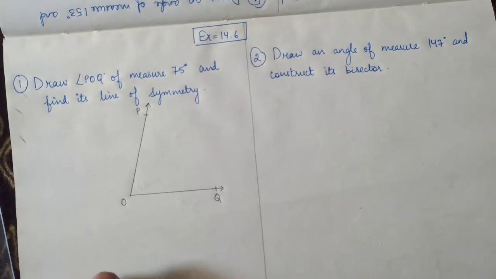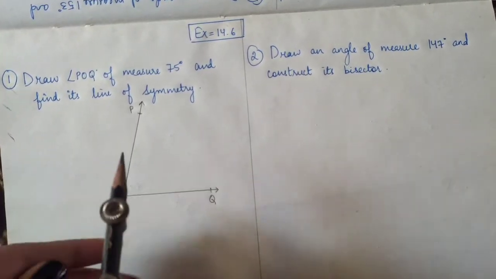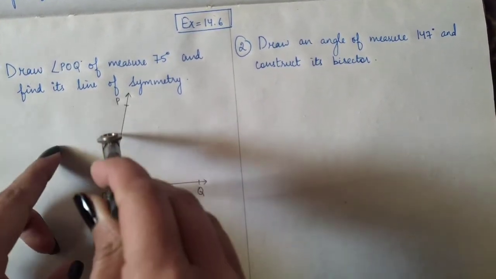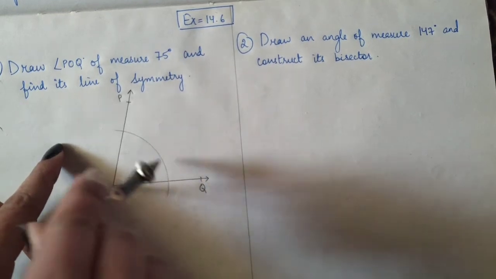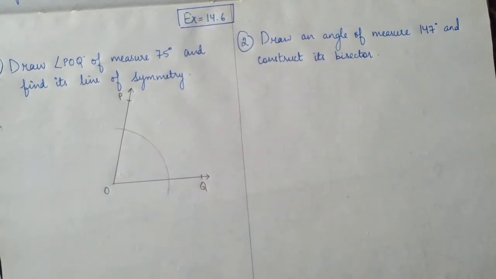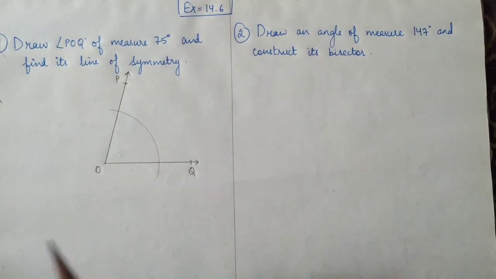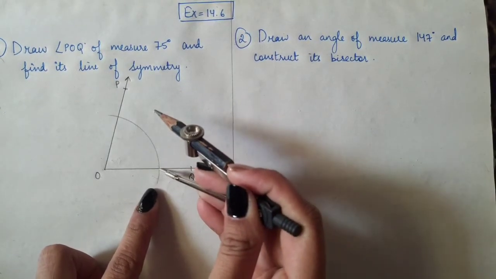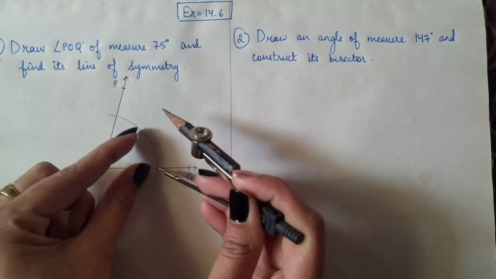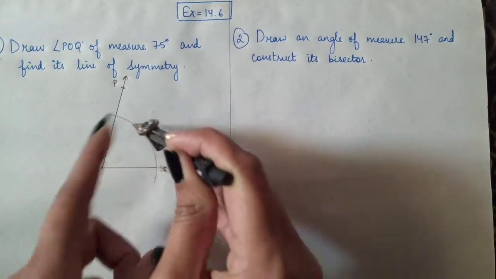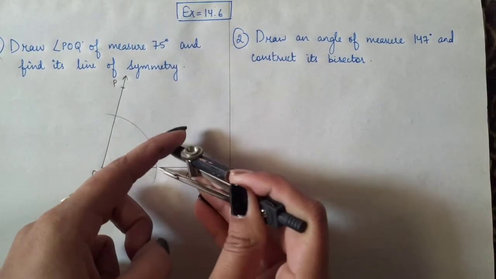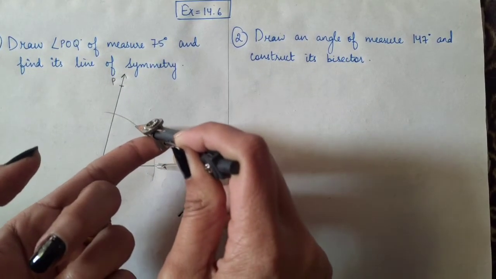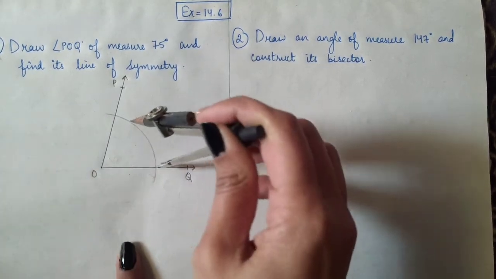I'll tell you. First, we'll keep the pointer of the compass here on the vertex and we'll draw an arc intersecting these two arms of the angle like this. Okay, that's the first step. And then now we have to bisect this part here. So what we'll do is we'll open our compass through more than half of this length. Okay, so this is kind of more than half. This would surely be less than half. This might be around half, but we are not sure if it's more than half. So we'll open till here like this.